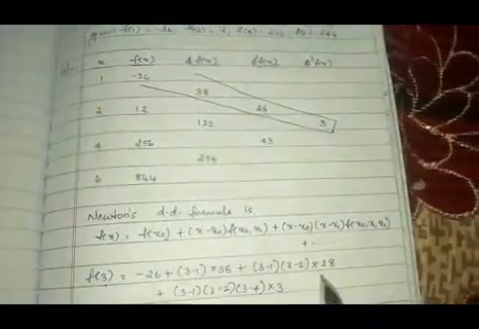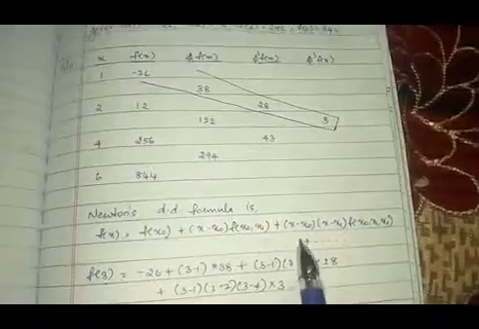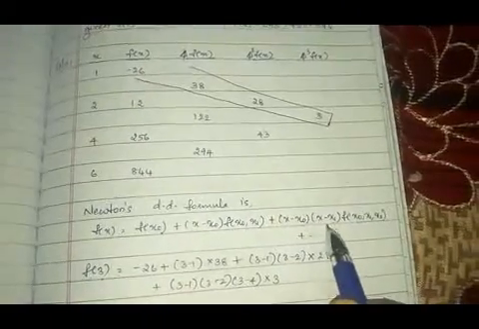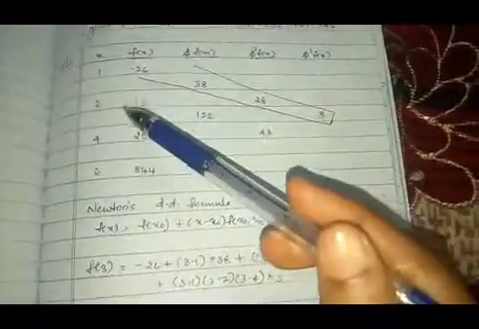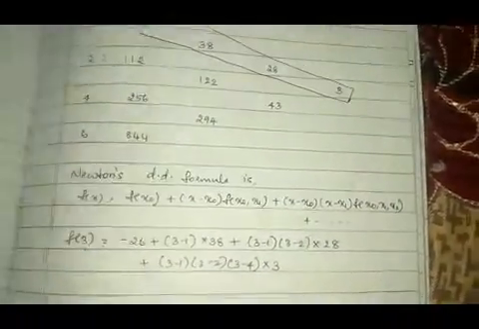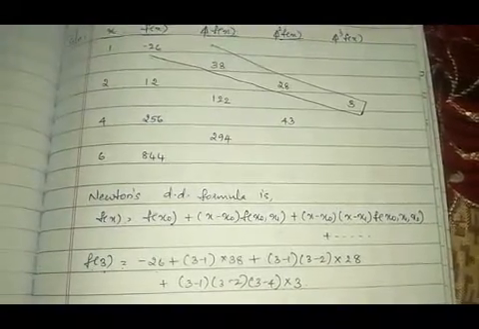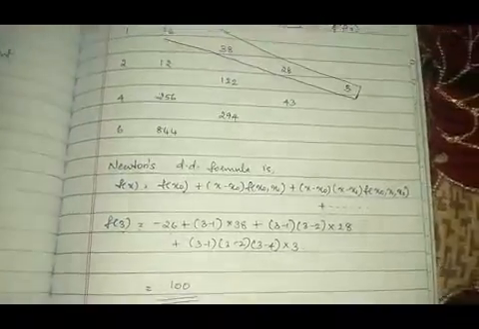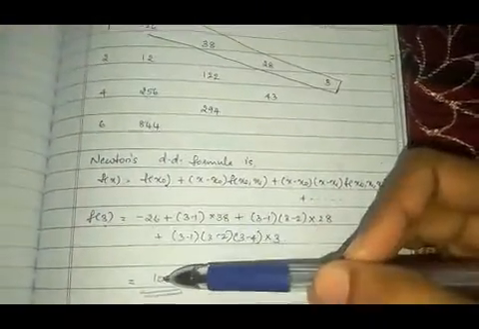Then the fourth term will be x minus x0 into x minus x1 into x minus x2, that is 3 minus 1, 3 minus 2, then 3 minus 4 into the next leading difference, that is 3. So this is how we substitute the values, and after simplifying this, you will get the value of f of 3. So f of 3, what we get is 100. So this is the answer for this particular question.